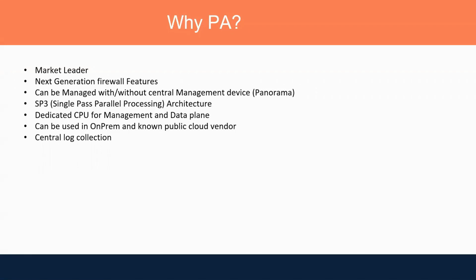Now coming to the next feature: it supports on-prem, so it is protecting your on-premises network, and it can also protect your cloud network. Most of the public cloud vendors are supporting Palo Alto, and it has the functionality of central log collection. Due to all these features, you should choose a Palo Alto firewall for your network. And it is an enterprise-level firewall, which means it is capable enough to manage enterprise traffic, like Checkpoint, like FortiGate. So it has all the features.